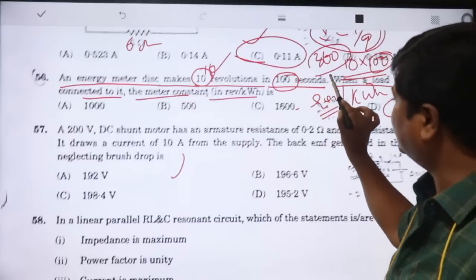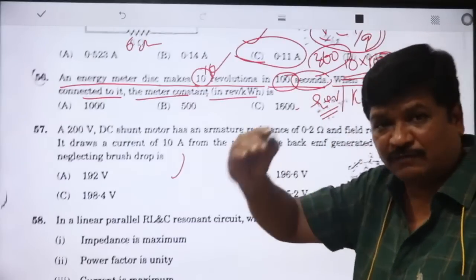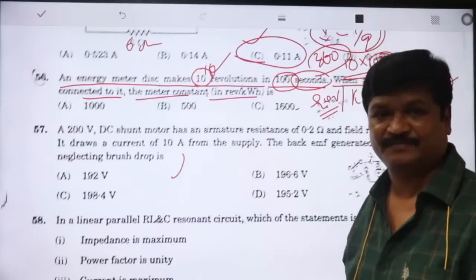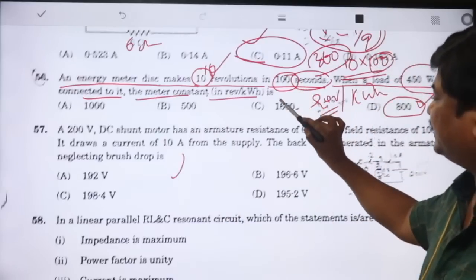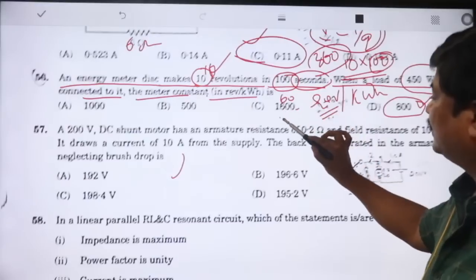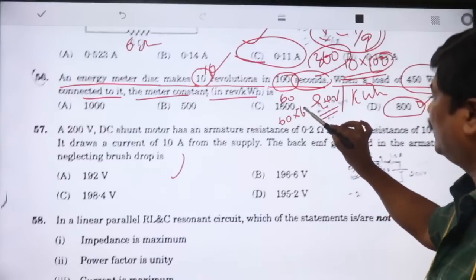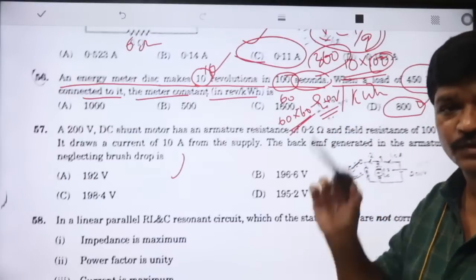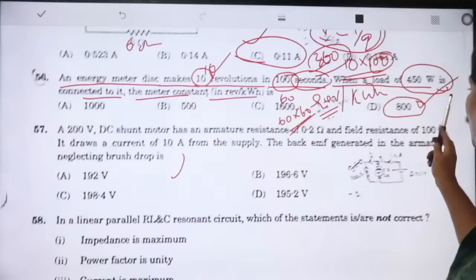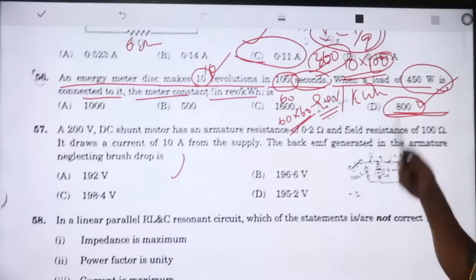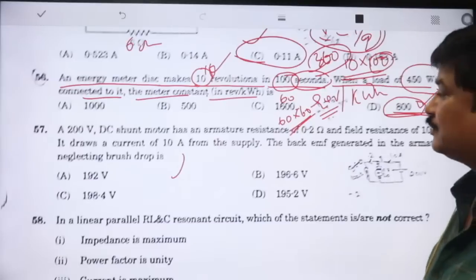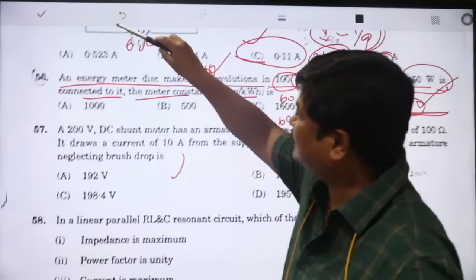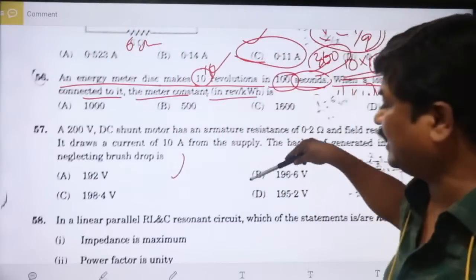Here seconds are given, we want to convert this into hours. 60 seconds is equal to 1 minute, 60 into 60 belongs to the hour. If you take the simple calculations, you are going to get 800 revolutions per kilowatt hour, or whatever the unit is for that particular given meter.